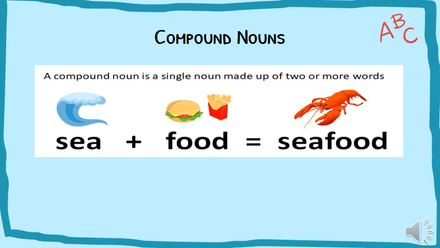So, what is a compound noun? A compound noun is a single noun made up of two or more words. For example, the word sea added to the word food becomes another word, seafood, and that word is called a compound noun.